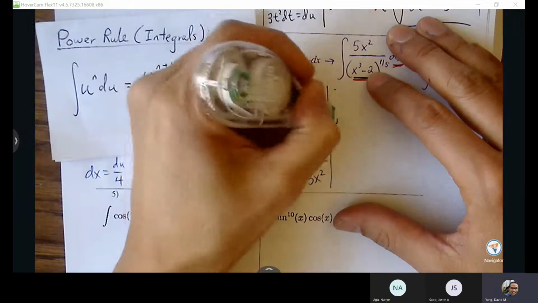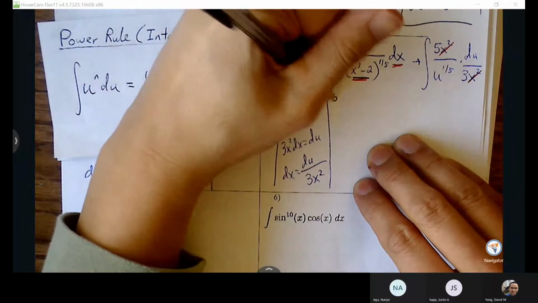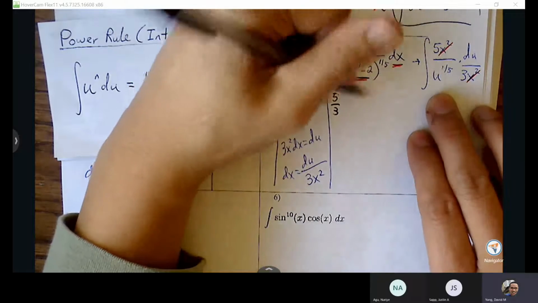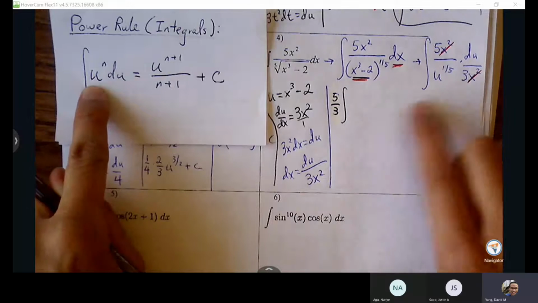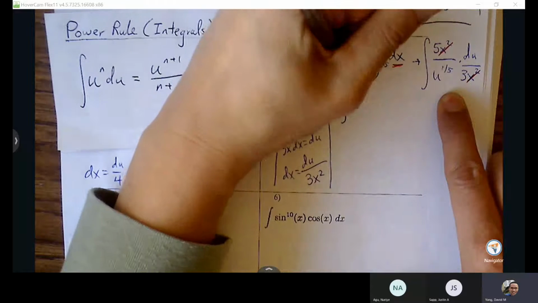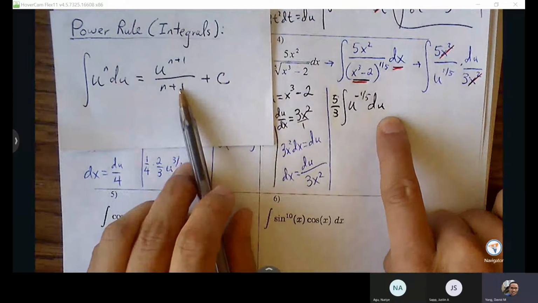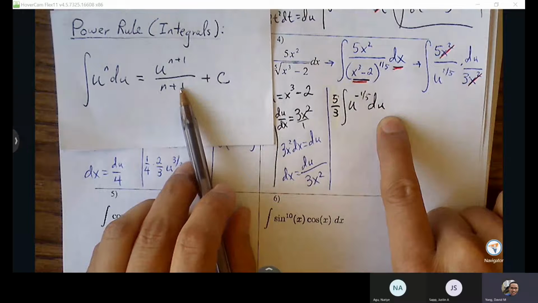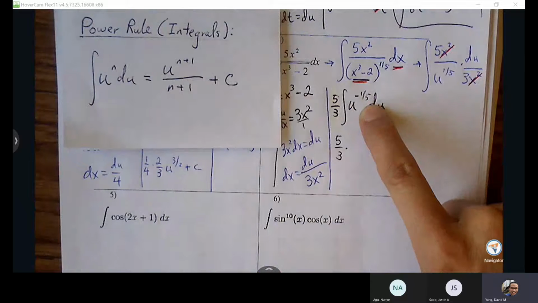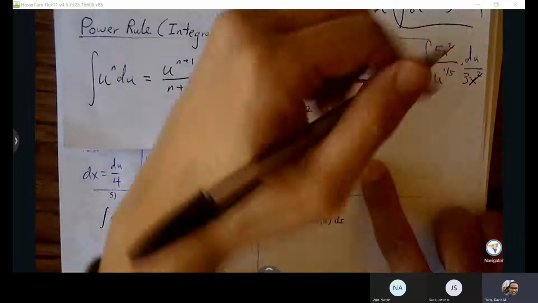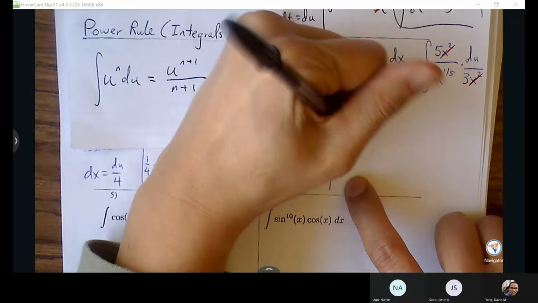Okay, I'll put the 5/3 out in front. Push the U to the 1/5 up to the numerator. Make it U to the negative 1/5. And now we're ready. Okay, now I can do power rule. Perfect match. Okay, power rule, we add 1 to the exponent, so plus 5/5, which is 4/5.